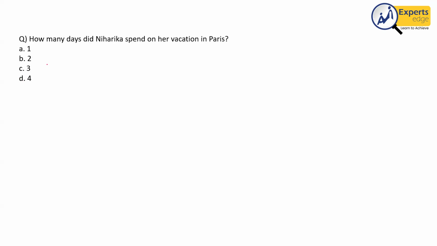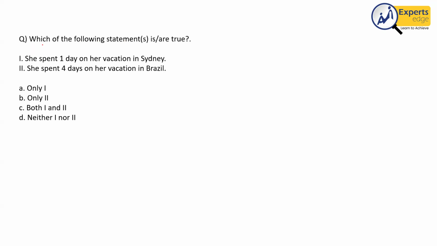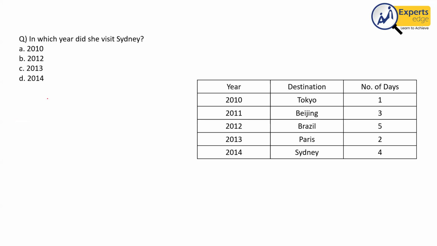Option D is the answer. How many days did Niharika spend in Paris? Paris was 2 days from the table. Which of the following statements are true? She spent 1 day of her vacation in Sydney. Sydney was 4 days. She spent 4 days in Brazil. Brazil was 5 days. So both of them are wrong. Neither of the two statements is true. In which year did she visit Sydney? Sydney from the table is 2014. So option D.